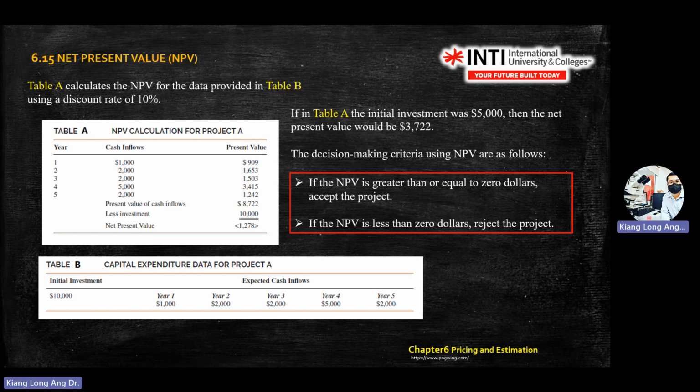And there are two decision-making criteria. If the NPV is more than 0, the project you can accept. If the value is less than 0, for example in this example you have a negative $1,278, so you reject the project.